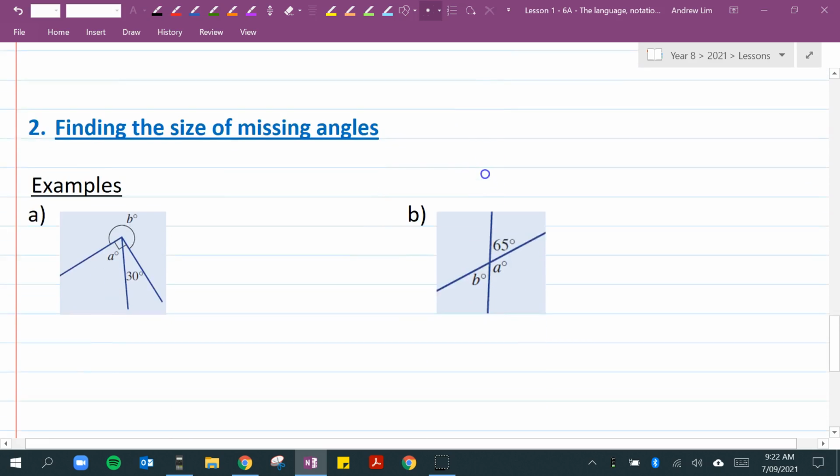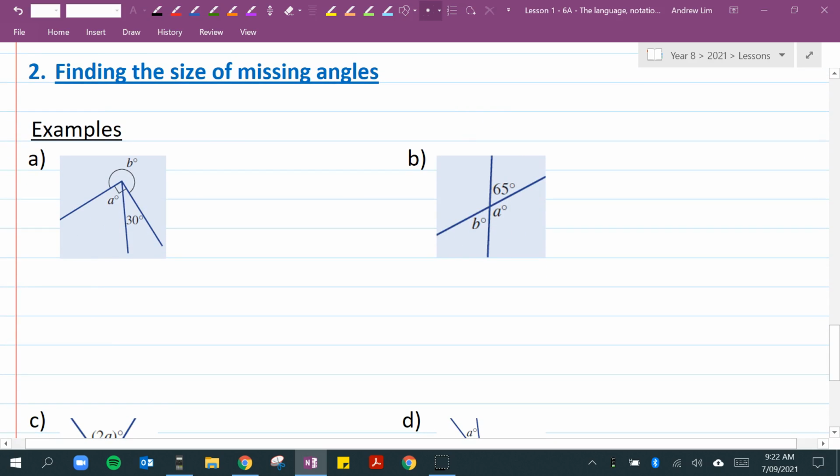Alright, so let's move on to the second part of this lesson, which is finding the size of missing angles. Now, for each of these questions, I don't want us to just write down the value of each of these missing values. I also want us to write down the reason why A is equal to a certain number, or B is equal to a certain number.